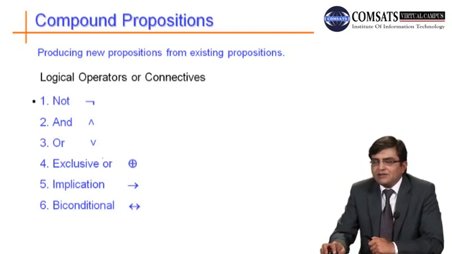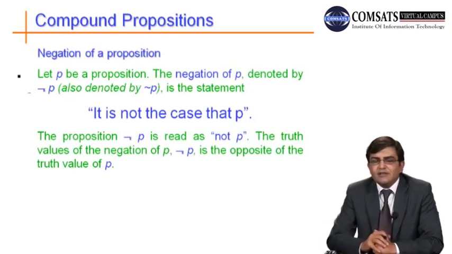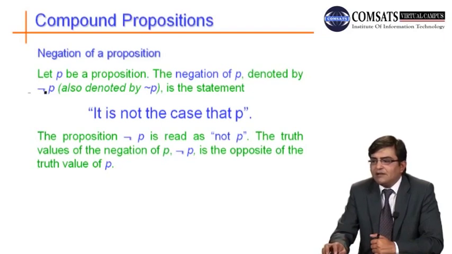For example, if we take the first operator, not, or negation of a proposition, what is the purpose of this operator and how does it operate on the proposition? If we already have a proposition P, and as I have told you, we denote propositions by using small letters, the negation of P is denoted by not P, and it is read as not P. It is also denoted by this tilde P, so in some books of logic, the negation operator is denoted by this sign tilde.